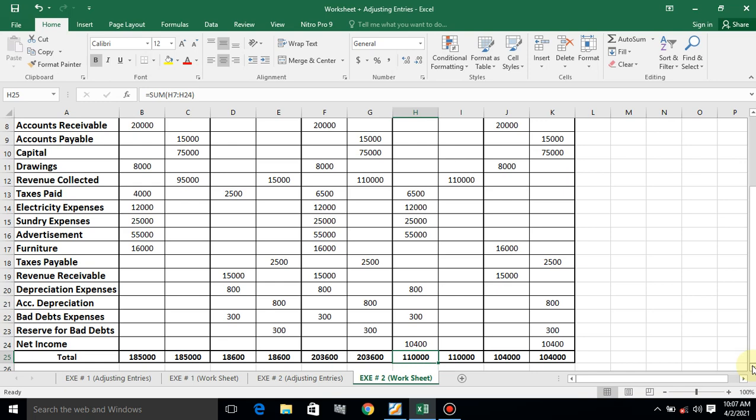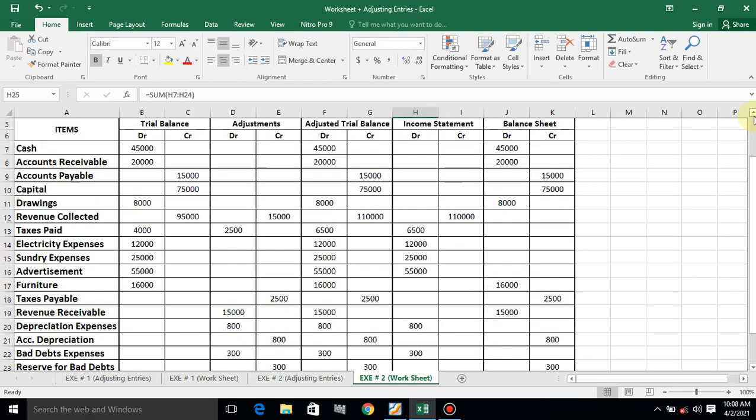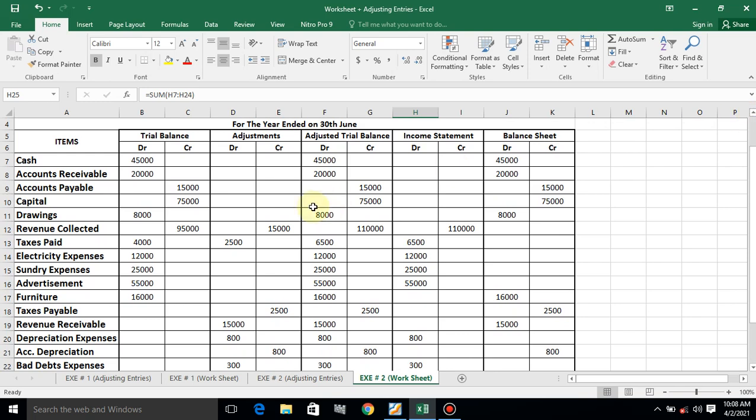What you have to do is get clear about the concept of adjustments, and get clear about the concepts of debit and credit, that which item should be mentioned on the debit side and which item should be mentioned on the credit side.